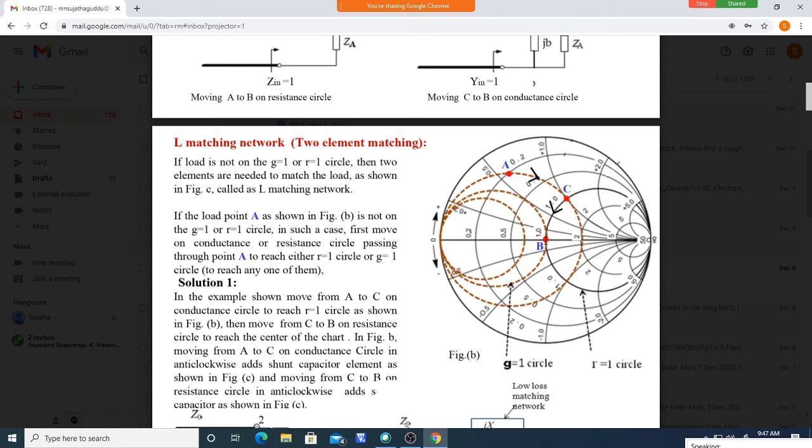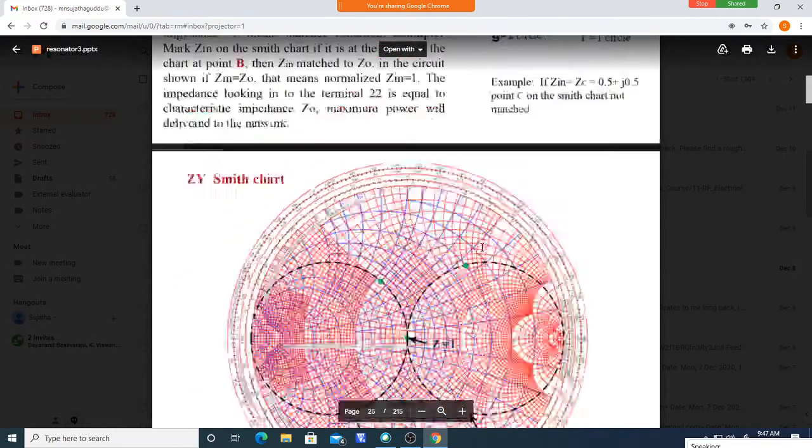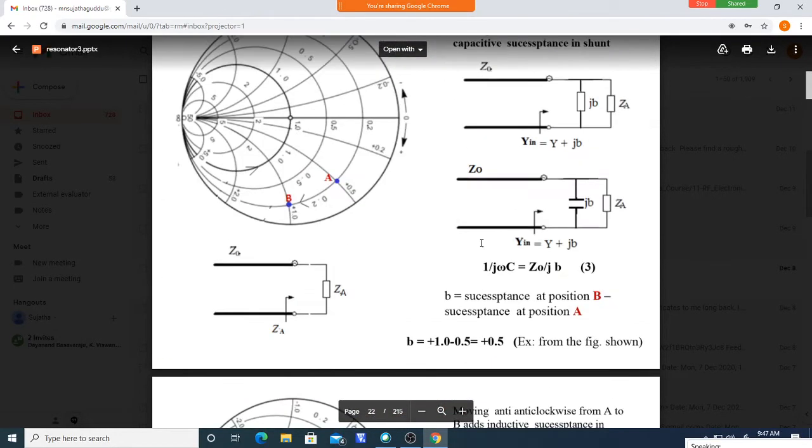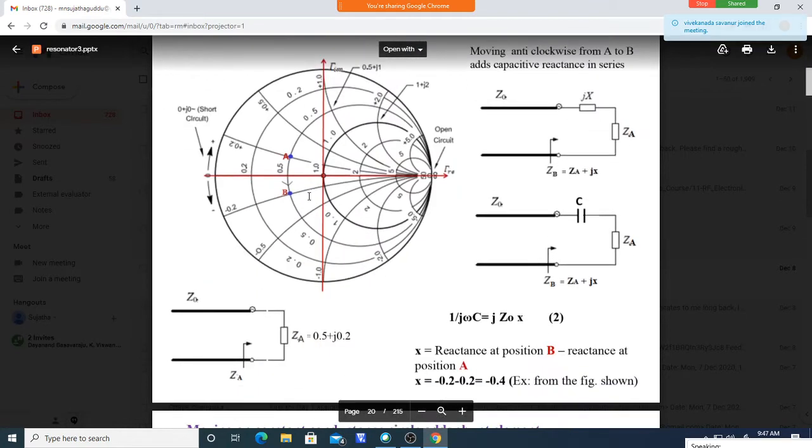Similarly, for moving on the resistance circle, use the procedure I discussed in the previous slide. Moving on the resistance circle in the anti-clockwise direction adds a capacitor. How do you find this value? You should go to here, where I have given the procedure. How do you get C?